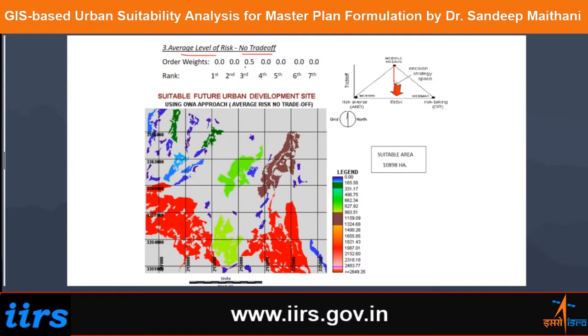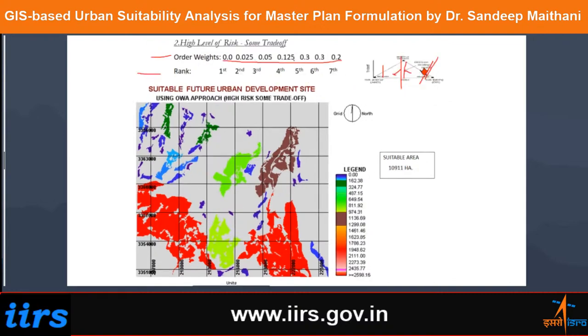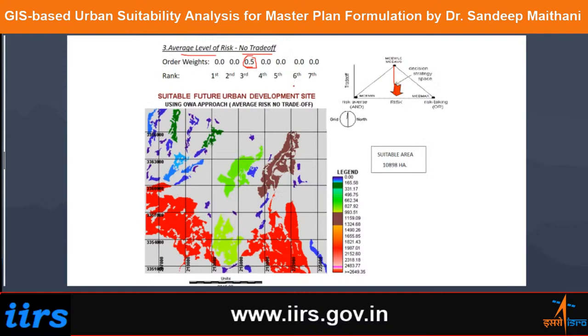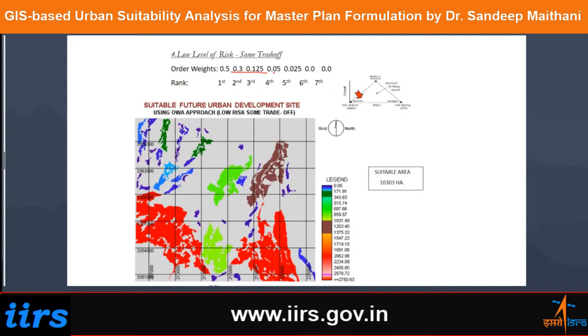Here we are having only one factor, so there is no trade-off, and the level of risk is low. But here the risk is more, but we have got some trade-off. Here we have got no trade-off because all others are zero. Then if you give this, we have some trade-off, but the risk is less because we settle somewhere here. So if you take different approaches, the area and the suitability will be different.